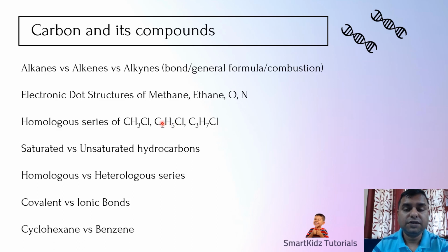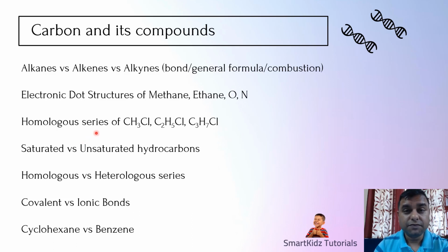Then we come to the electronic dot structure. Again, for this you need to know the electronic configuration. If you know the electronic configuration and how the bond formation takes place, then it is easy. It can come for methane, ethane. Most probably it will come for something like oxygen or nitrogen, which is there in your textbook as well. So please refer to the electronic dot structures, especially of oxygen and nitrogen.